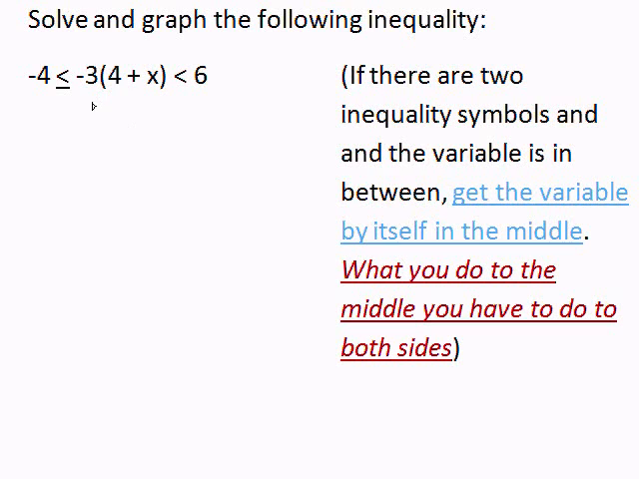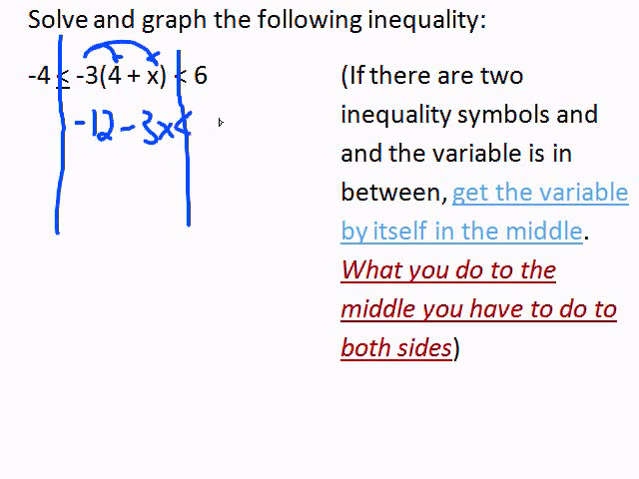First thing we want to do, just like when we were solving a regular equation, is go ahead and simplify the side that has x in it. So I'm going to split my inequality into three different sides: the middle, the left, and the right. And I'm going to simplify by distributing the negative 3. This gives me negative 12 minus 3x is less than 6 is bigger than or equal to negative 4.